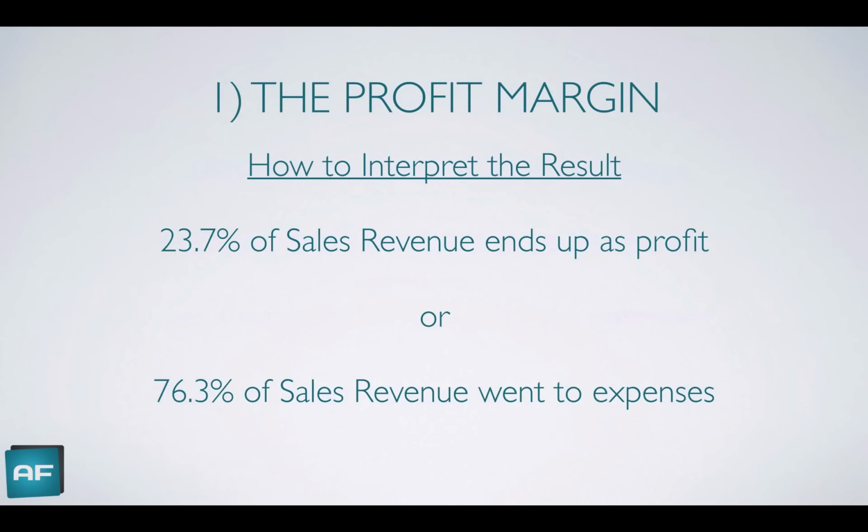Alright, how do you interpret the results? In our example, we had a figure of 23.7, and this simply means that 23.7% of our sales revenue ended up as profit. Or in other words, 100 minus 23.7, or 1 minus 23.7%, means that 76.3% of our sales revenue went to expenses.